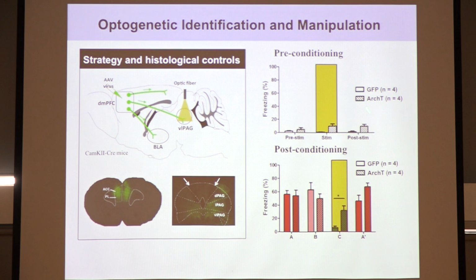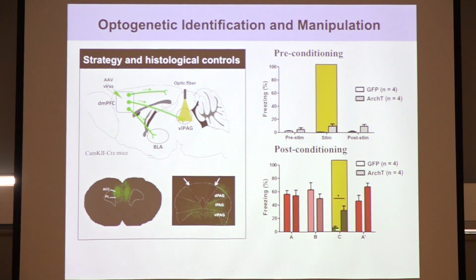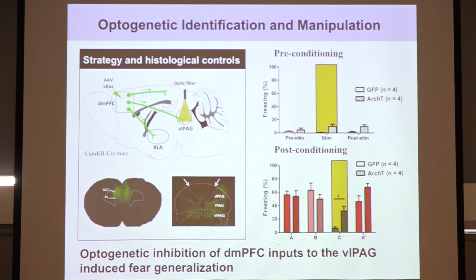So we manipulated, of course, we are interested in the fear discrimination. We know the neurons from the mPFC are activated during discrimination. So this is the normal GFP control group. If you inhibit those neurons, you induce a fear generalization. So the optogenetic inhibition of DMPFC inputs to the VL-PAG induces fear generalization.